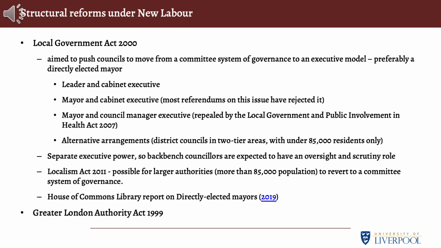Now, typically, there were 3 main options. There was the leader and cabinet executive, which is essentially the parliamentary system. The leader is typically the leader of the largest party, or the party with a majority on the council, or who heads a coalition. The second one was a mayor and a cabinet executive, and in that sense, that would be where voters voted for the mayor, and then the mayor would pick councillors to be in his cabinet or her cabinet, although it has typically all been men, I think.